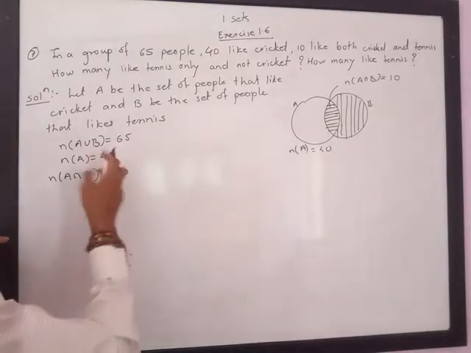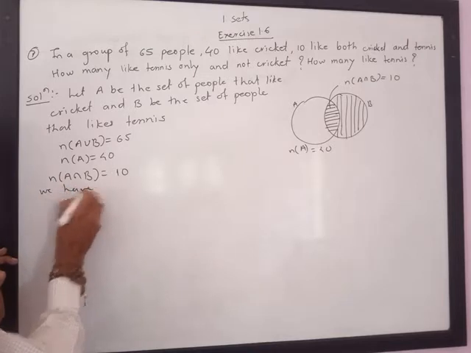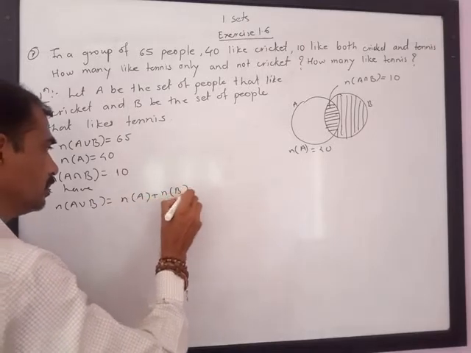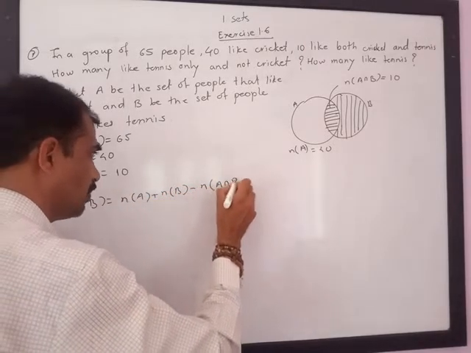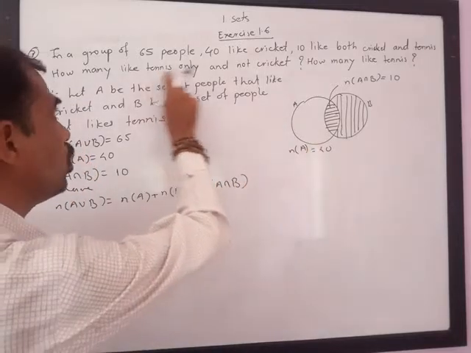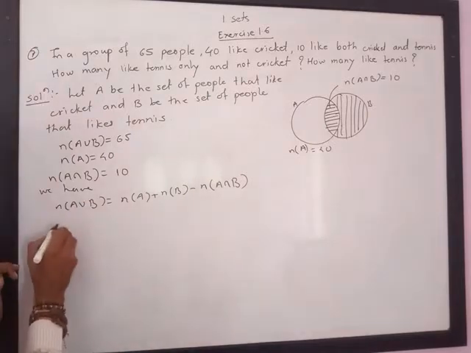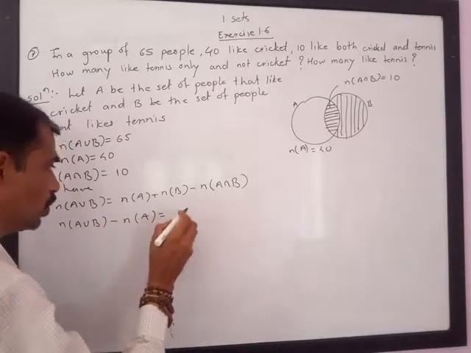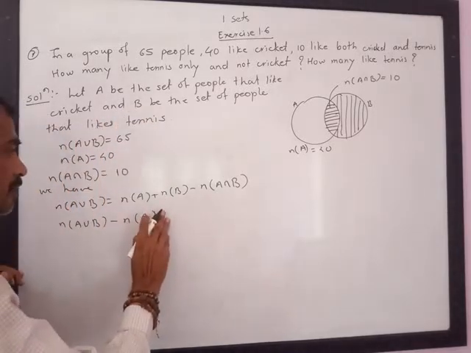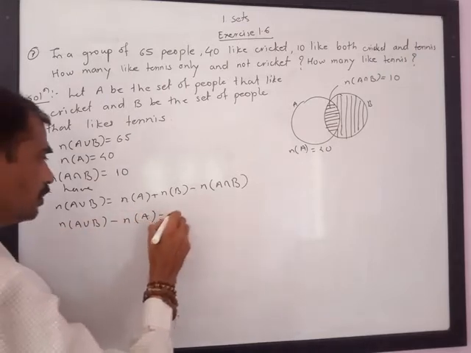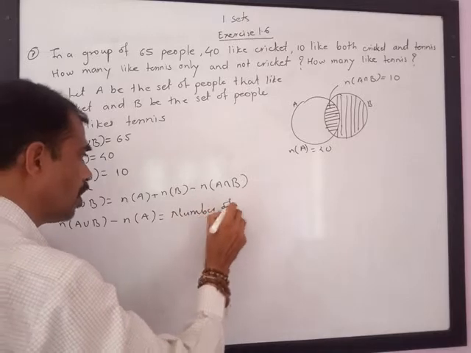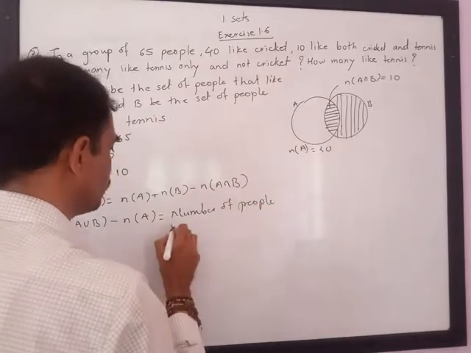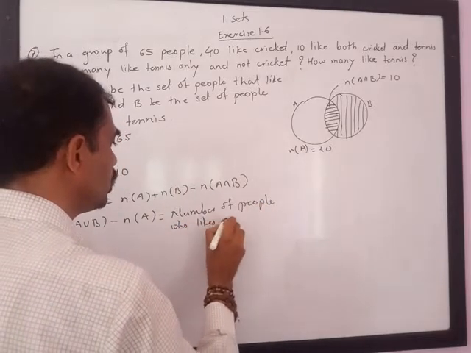And we are asked to find how many people like tennis only and not cricket. Let us find. Now we have the identity. Number of elements in A union B is equal to number of elements in A plus number of elements in B minus number of elements in A intersection B. And if we want to find the people who like only tennis, we have to find number of elements in A union B minus number of elements in A, which is equal to the number of people who like only tennis.